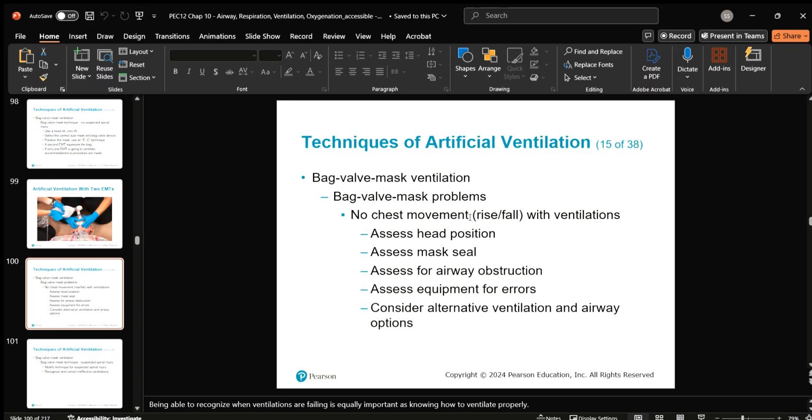No chest wall movement, that rise and fall, is what we're going to have to look for. Head position, we're going to reposition the patient, do another head tilt chin lift. Maybe an airway adjunct might be necessary. Assess the mask seal, that EC technique. Check that. Or maybe they just have too bushy a beard and it's very difficult. Airway obstruction. What types of airway obstructions might we have that could affect chest wall movement?